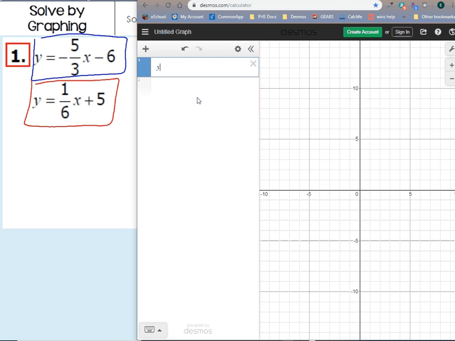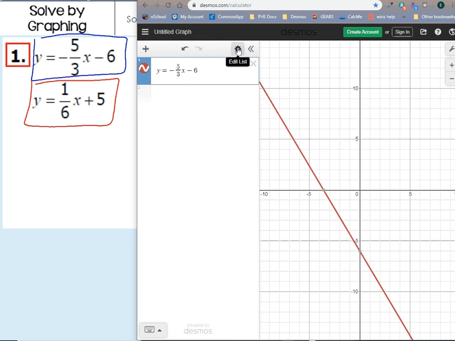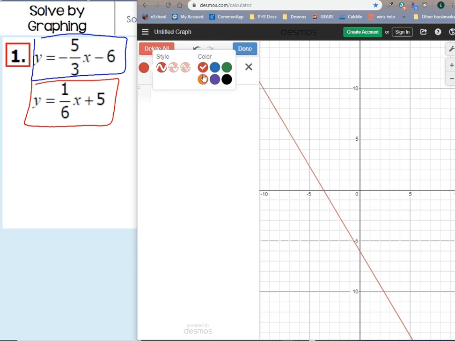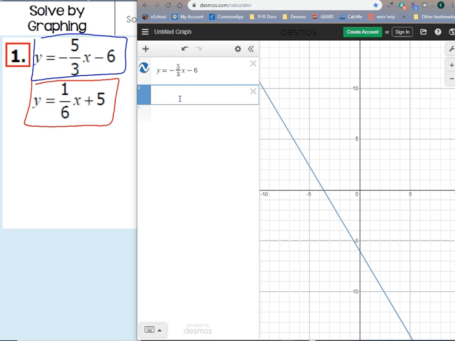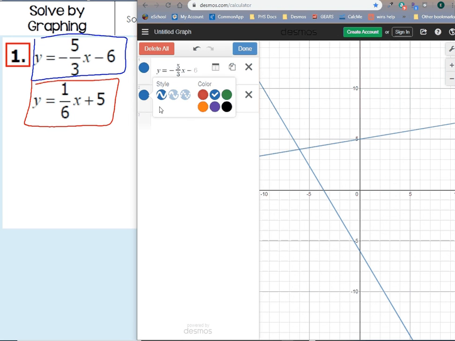If I just graph these 2 lines as they're written, y equals -5/3 x minus 6. Look, it gives you a nice line there. I'm going to make it blue. By hitting this little gear, you can control the colors of the lines too. So I'm going to make this blue so it matches my picture. And then down here we got the red one. So y equals 1/6 x plus 5. I'm going to make that red. So there's my 2 lines.